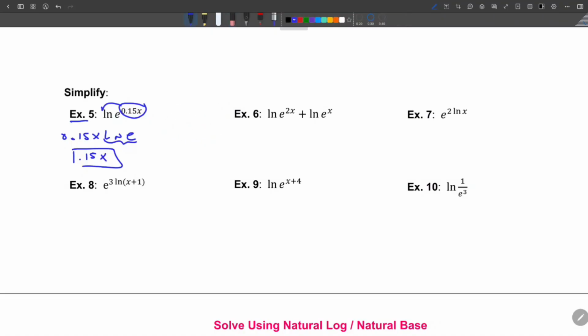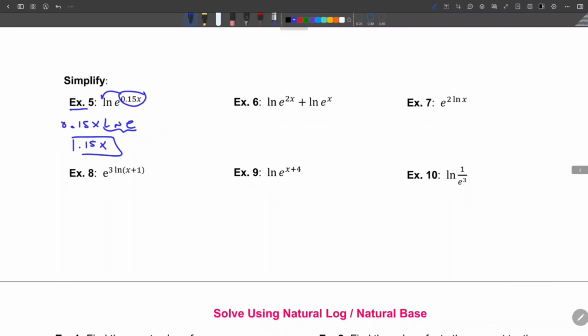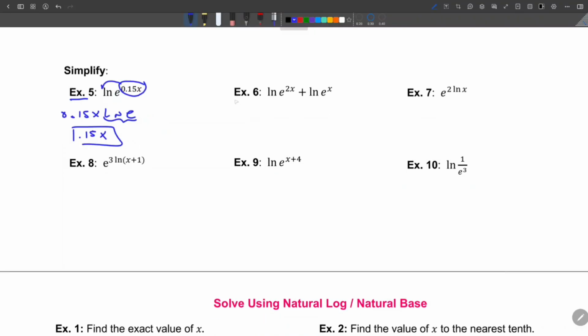So let's do, I think, 6 next. No, 6 is too easy. You guys are going to do 6 on your own.